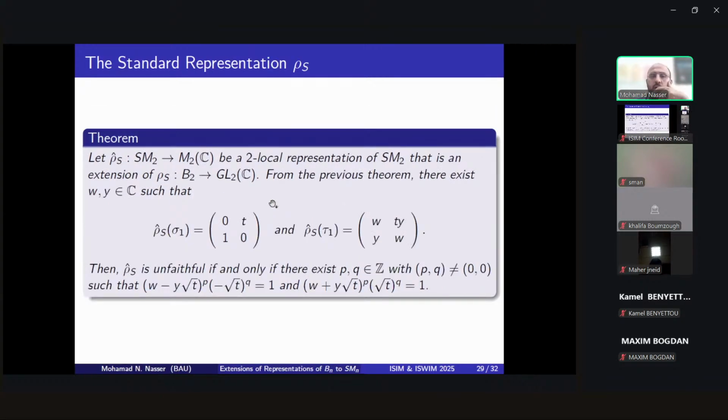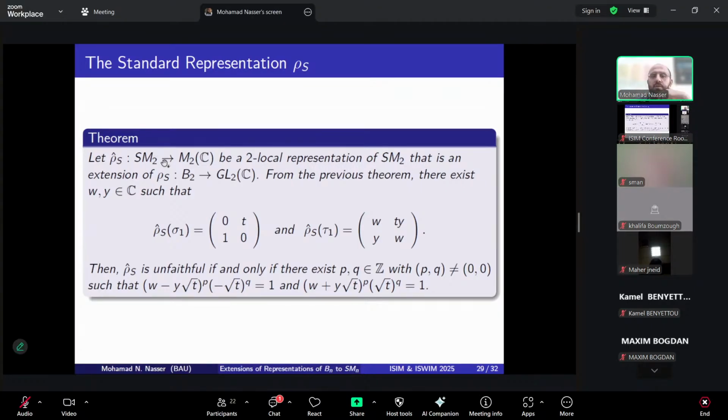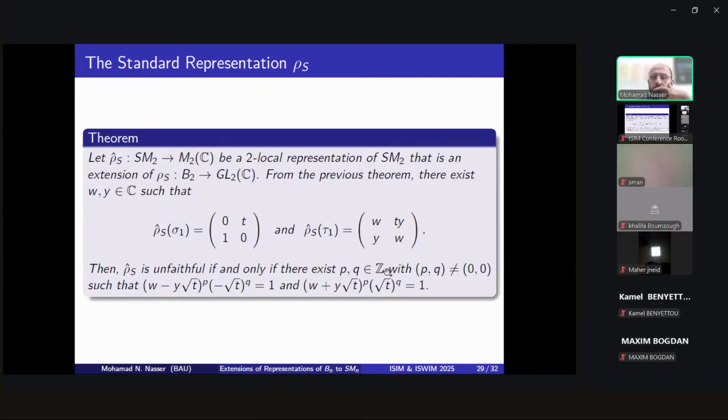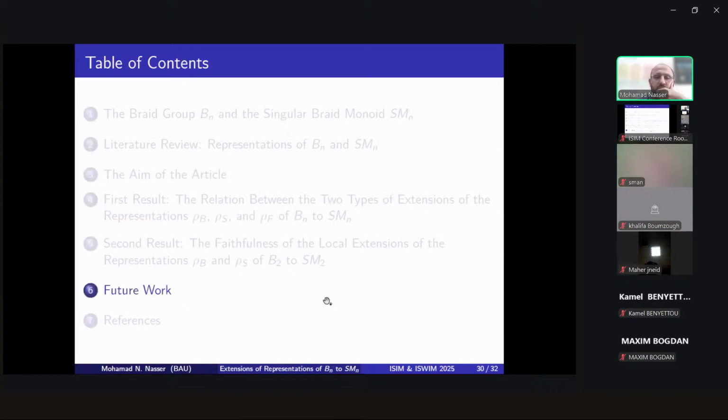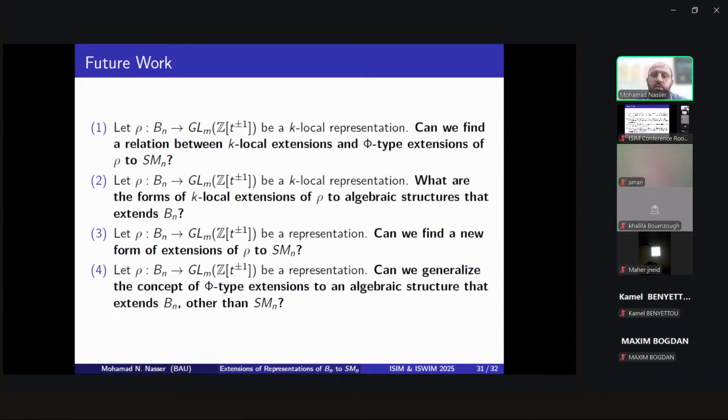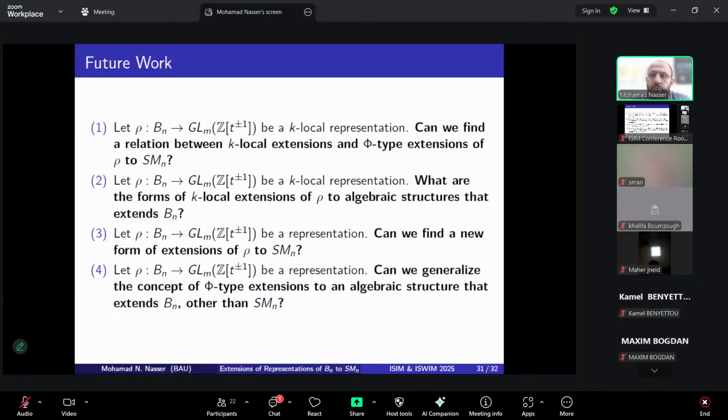Also, I find a necessary and sufficient condition for extension of rho S, the standard representation, to the singular braid monoid for the case n equals 2. Also, this is the necessary and sufficient condition. I'm going to describe the future work, which is very important.